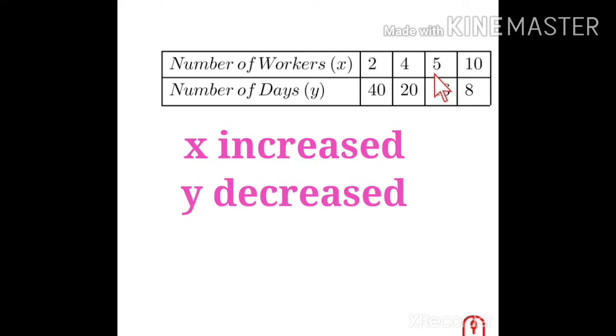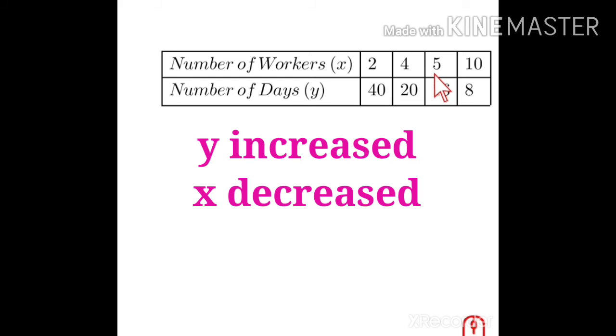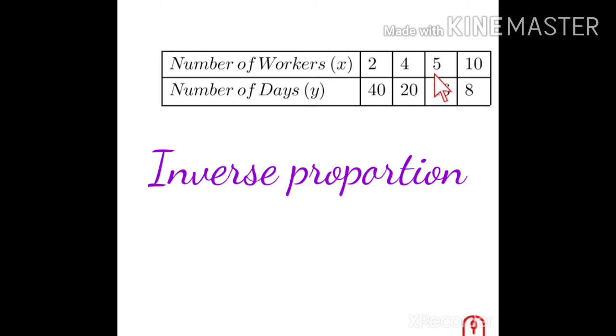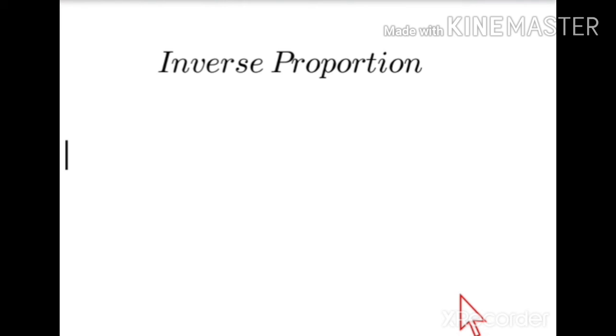If x increases and y decreases, or x decreases and y increases, we call that inverse proportion. And their product xy remains constant. Let me see one example sum, an example for inverse proportion.